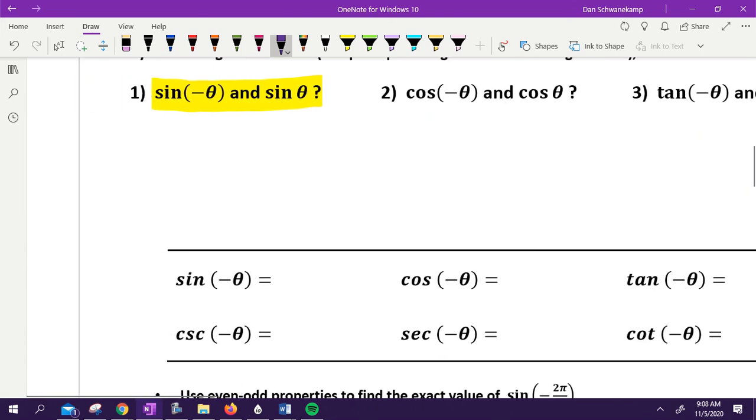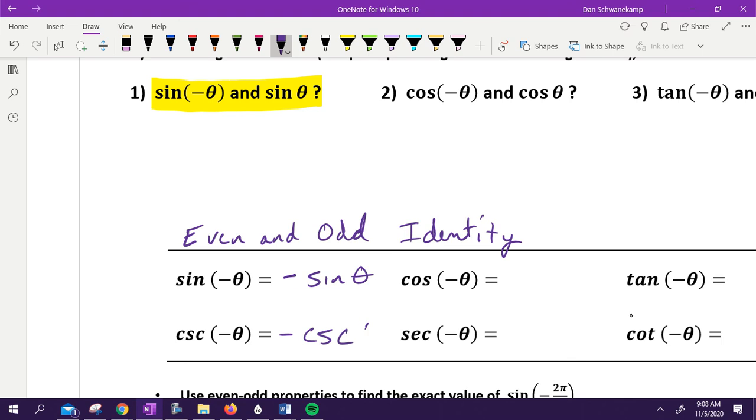So this is an even-odd identity. We don't really need to write anything here. This is just where we're supposed to be thinking. But these are even and odd identities. An identity is just a statement that is always true. No matter what the theta is, it's always going to be true. And what we just learned was that if I do sine of the negative angle, it's the same thing as the negative of whatever you started with. Same thing would be true with cosecant. If I have cosecant of a negative angle, it would be the same thing as negative cosecant of that starting angle that you had.